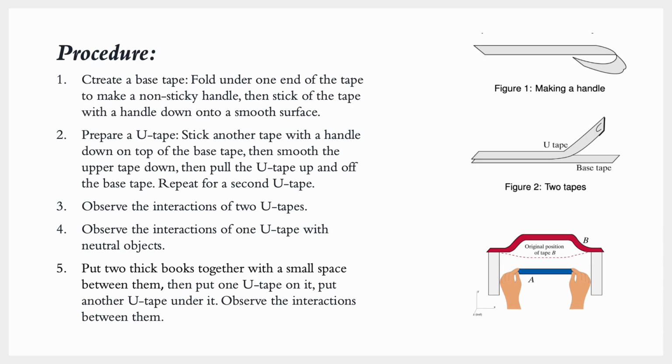Then let's move on to the lab procedures. First, create a base tape. Second, prepare 2 U-tapes. Third, observe the interactions of 2 U-tapes. Fourth, observe the interactions of 1 U-tape with neutral objects. Last, put 2 thick books together with a small space between them. Then put 1 U-tape on it, put another U-tape under it, and observe the interactions between them.